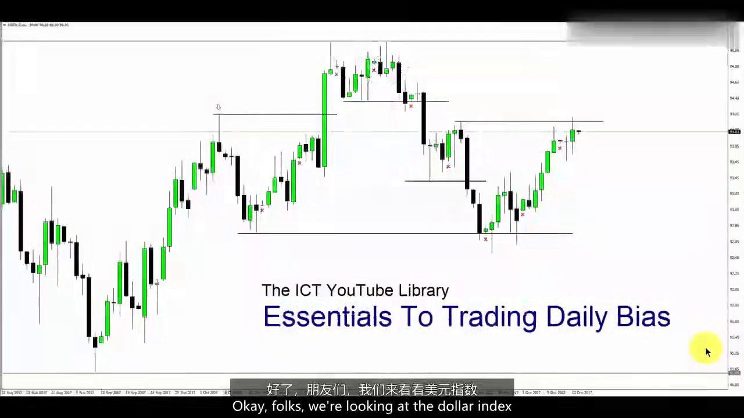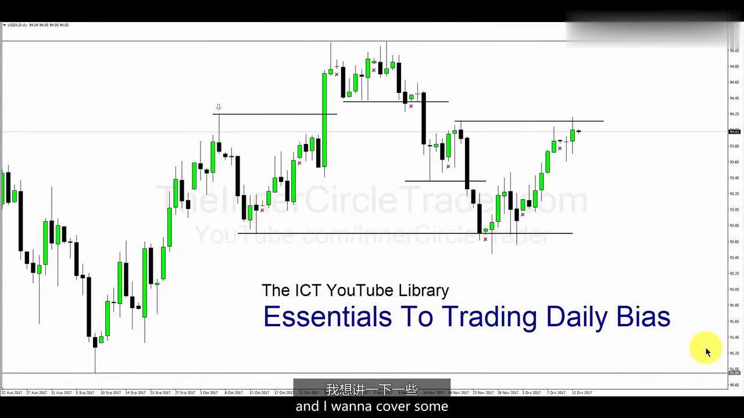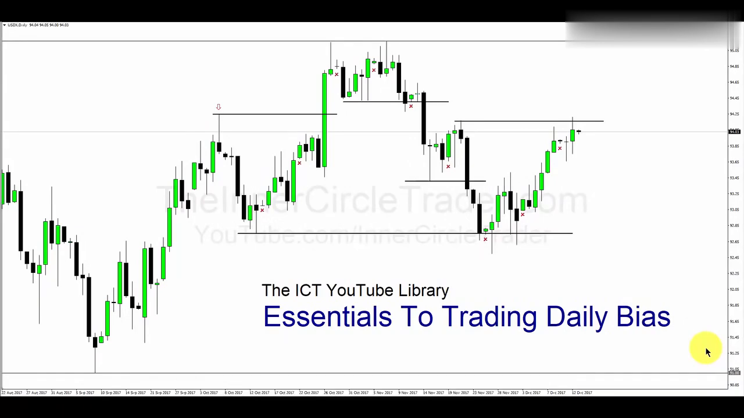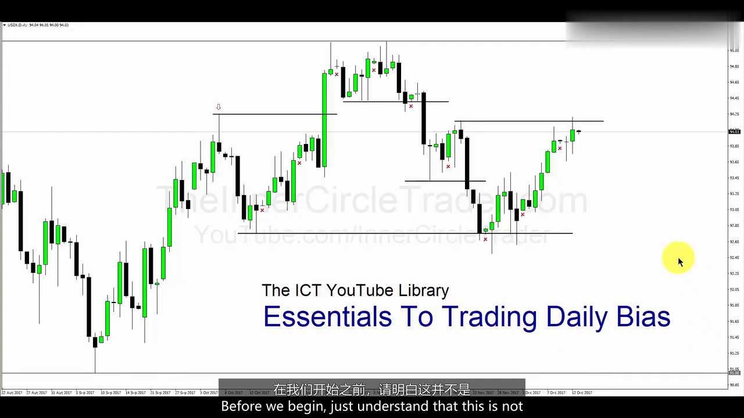Okay, folks, we're looking at the dollar index. This is a daily chart, and I want to cover some essentials and my understanding about how to trade daily bias. Before we begin, just understand that this is not to teach you every single day, Monday through Friday of every month, what the daily bias is going to be tomorrow.